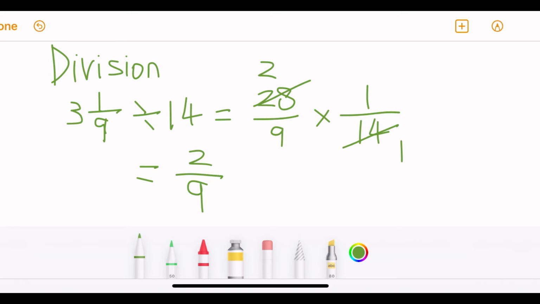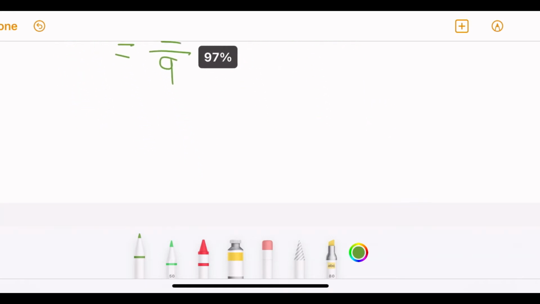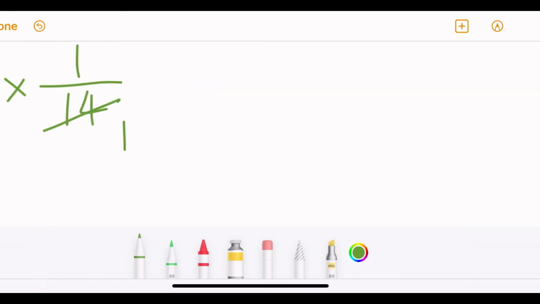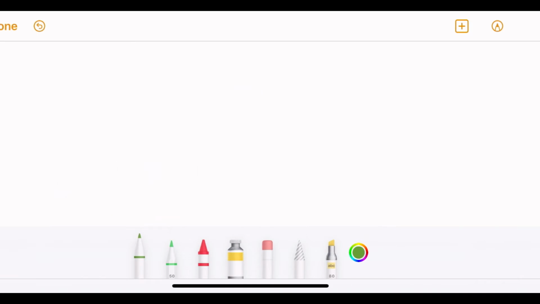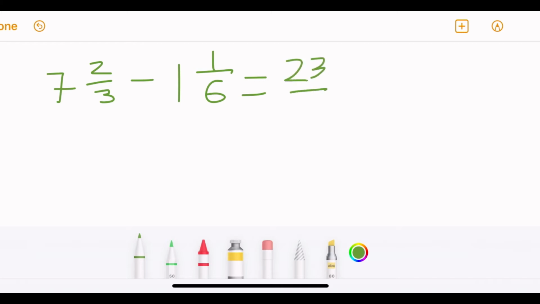The next thing we're looking at is addition and subtraction. So to add or subtract a fraction, what we do is put them over a common denominator if they are not already in a common denominator. Let's have a look at this example. 7 and 2 over 3 minus 1 and 1 over 6. Now for our convenience here, we will also turn them into improper fractions. That will become 23 over 3 minus 7 over 6.